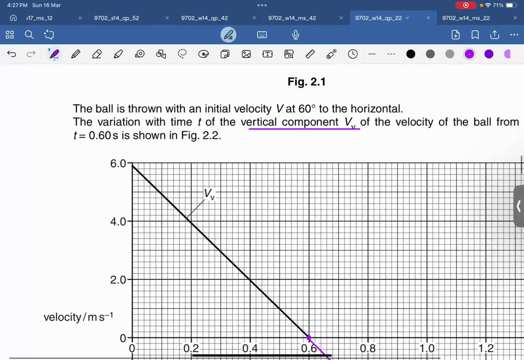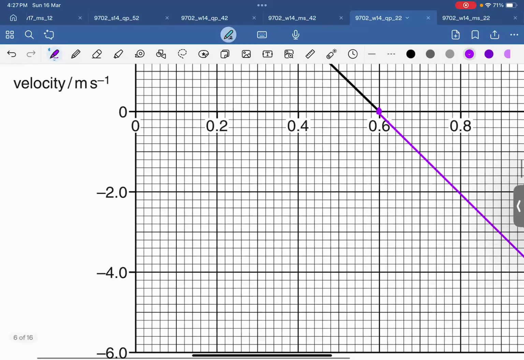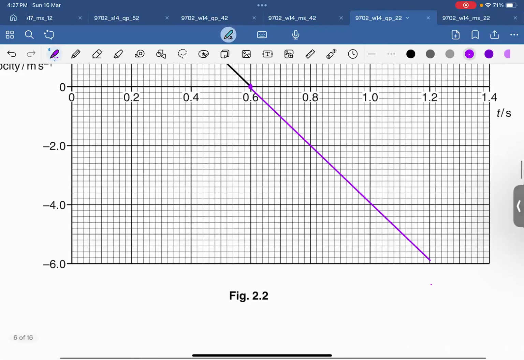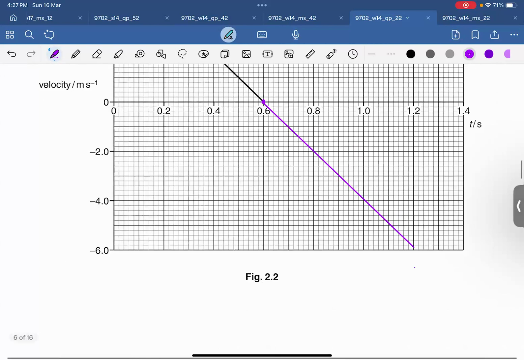Minus 5.9 per second. Okay, so this is what you have to make sure. Clear? Let me show you the examiner's report. The majority of the answers were correct. There were some answers that gave the velocity at B as 5.9 instead of minus 5.9. So we have to show minus 5.9.